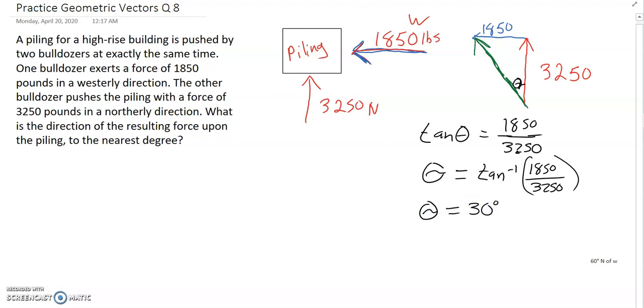Let me check real quick just to make sure that is what we get. Obviously, you would want degrees for this one. If you're using your calculator again, make sure it is in degree mode. So tan inverse 1850 over 3250. We get 29.649, so that is approximately equal. All right, so to describe this angle, we could do this in a couple of ways.